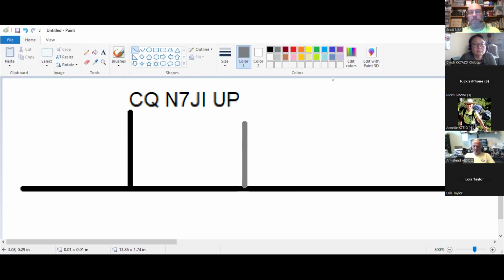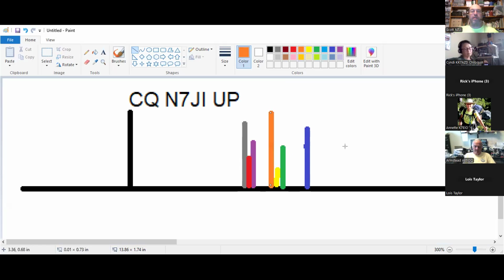And notice these are all going to be different signal levels too. One over here. And let's say one in here. And one right over here. Let's put a green one over here. And let's have a blue one right there. And we'll put a purple one over here. Another purple one. You know, let's make it orange. Okay. So, now, I called CQ N7JI up.